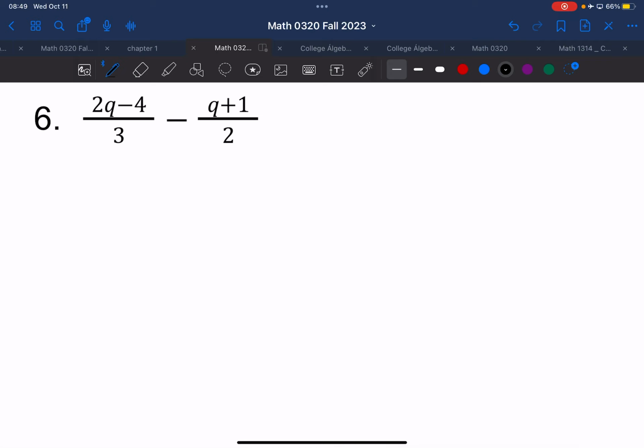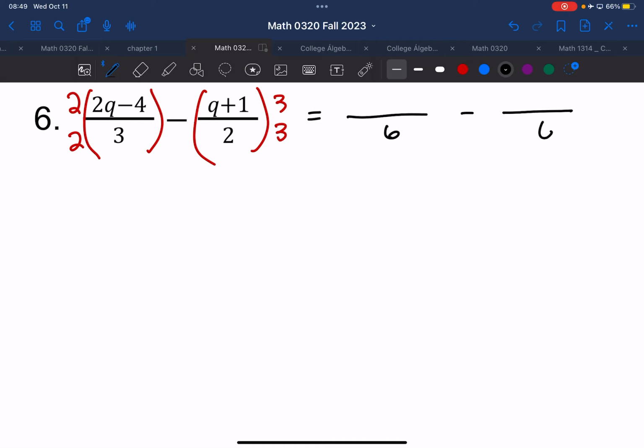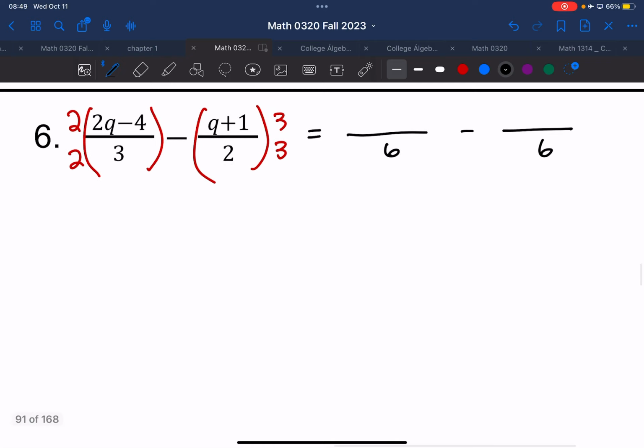Number 6 has 2 different denominators, but they're just numbers this time. So what would be the common denominator between 3 and 2? 6. Meaning we would have to multiply the first fraction by 2 in order to get our 6, and the second fraction by 3. Okay. So when we do that, we're going to have 2 denominators that are the same, that both have 6 on the bottom. Now we just got to write our numerators.